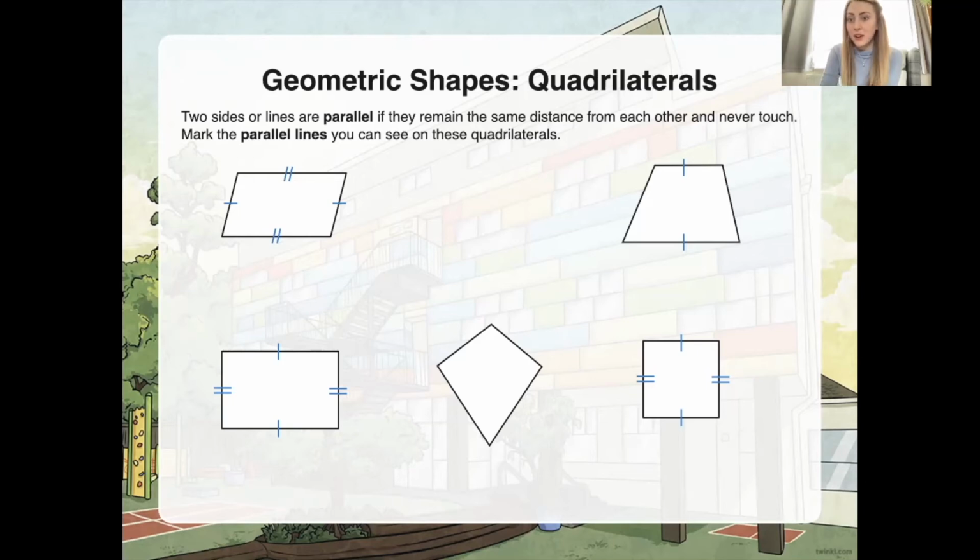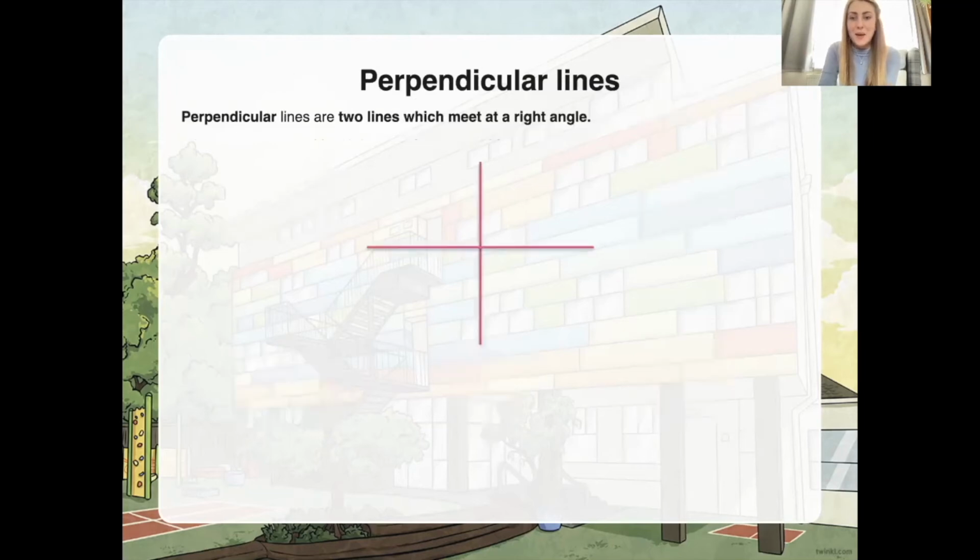Now, the second piece of vocabulary that we're going to learn about today is the word perpendicular. Perpendicular lines. Now, perpendicular lines are two lines again, but these lines are lines which meet at a right angle. Now, that's really important. They have to form a right angle. In fact, when they cross over perfectly, they form four right angles.